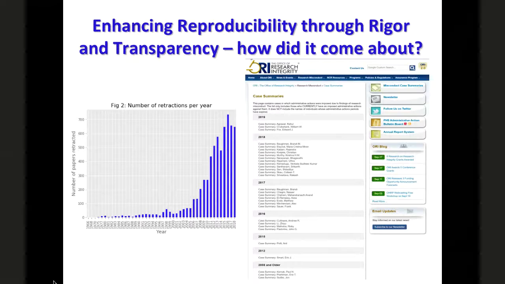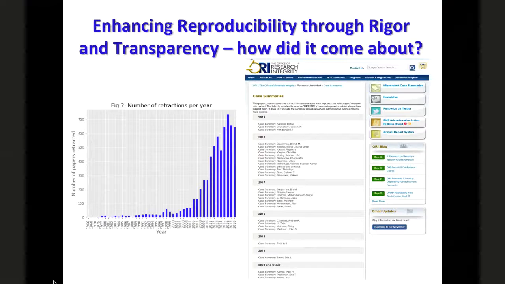But the massive number of retractions, and we'll talk about some of this in a minute. And then Bruce also talked a little bit about ORI, the Office of Research Integrity. Not to hate on anybody, but this is publicly available data. You can look this up online. These things come out every so often.